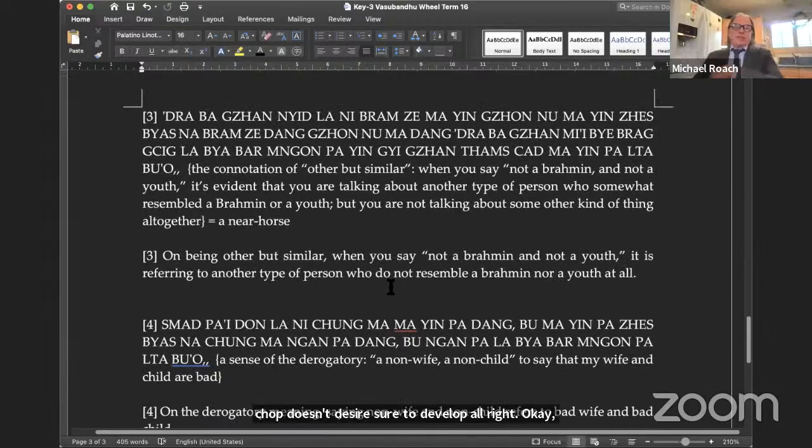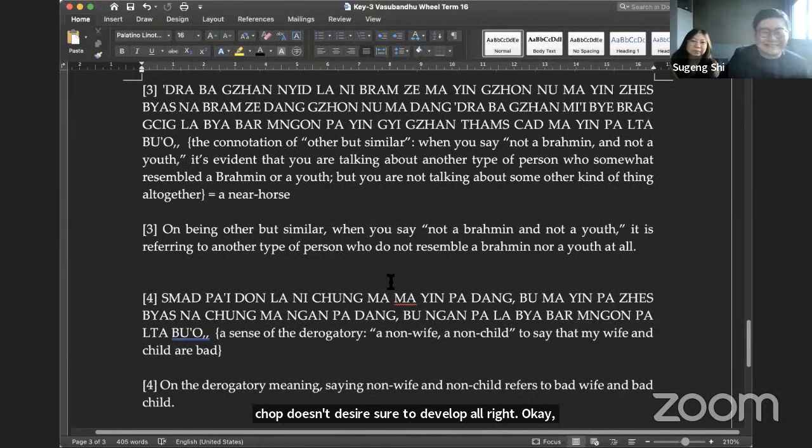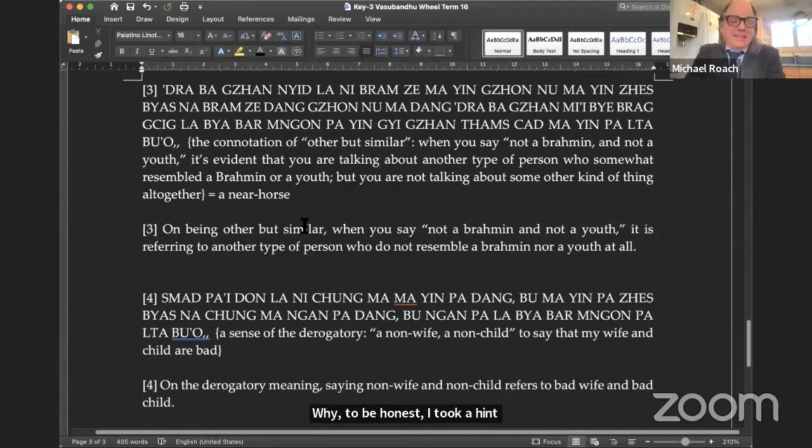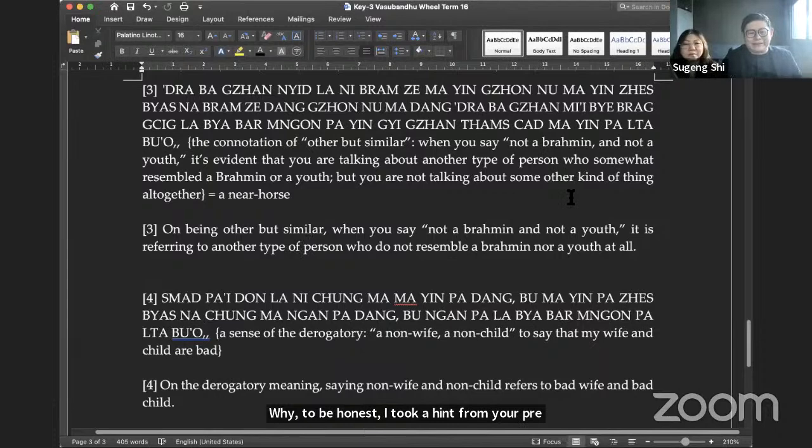Now we get to the interesting part, the three definitions. To be honest, I took a hint from your translation, but I tried to analyze the Tibetan and try to make sense of the English.